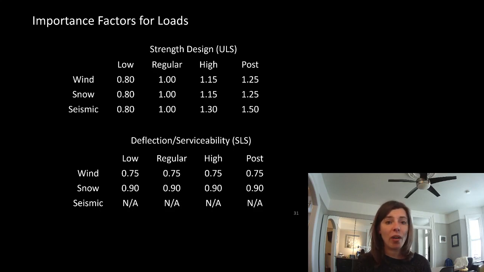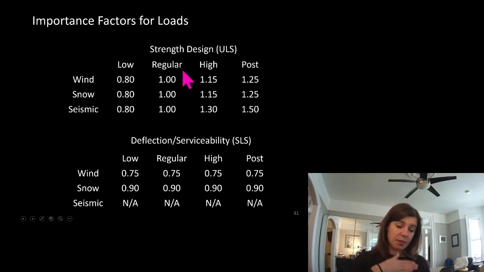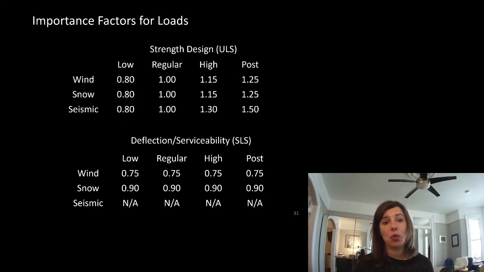From this point on, we're going to be calculating an ultimate limit states load and a serviceability limit states load. Ultimate limit states is all about strength, and serviceability limit states is all about deflection and serviceability. Ultimately, whatever we calculate using this, we will be comparing to our allowable deflection. Everything we calculate using this, we will be comparing to a reduced capacity.